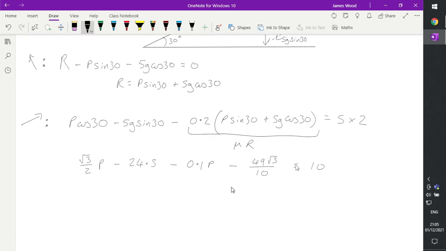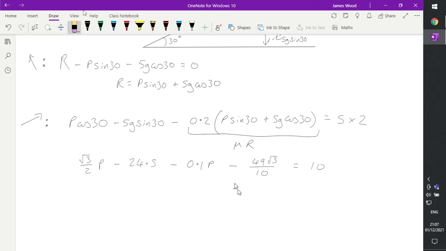And now I can solve it. So I can do 10 plus 49 root 3 over 10 and plus 24.5. And then I want to divide that by root 3 over 2 minus 0.1. So I get P equals 16.3 approximately. Which I've just checked, and you don't get that one as an answer.